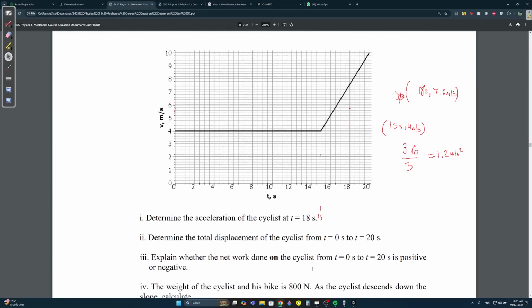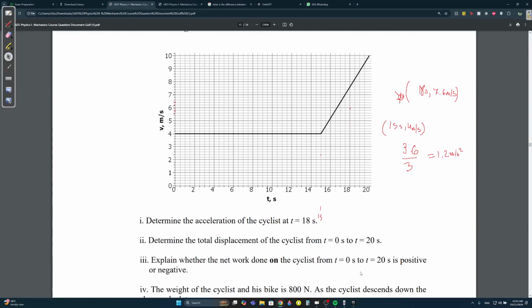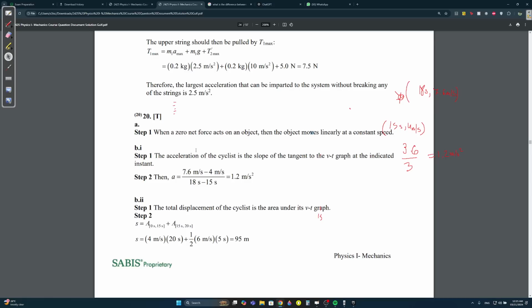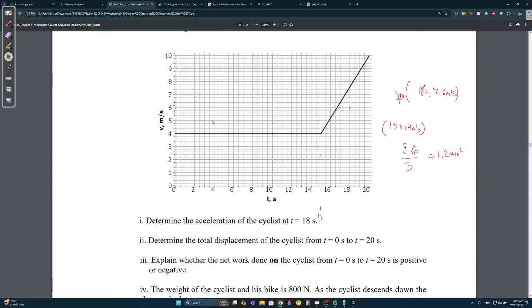Okay. Explain whether the net work from t equals 0 to t equals 20 is positive or not. Okay, we did not take work. But it should be positive, right? Determine the total displacement from t equals 0 to t equals 20. Honestly, listen, my opinion, this is something that would come in your final. But look, let's see. From t equals 0 to t equals 20, you have to find the area. So the area here is 15 times 4, length times width, 60. And the area here is a trapezoid. The bases are 4 and 10.